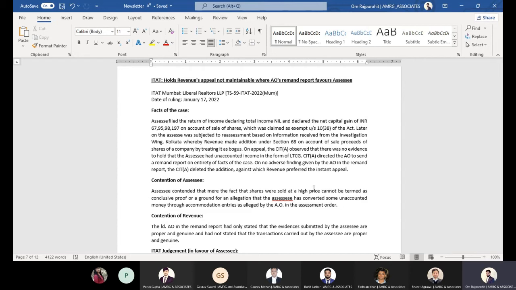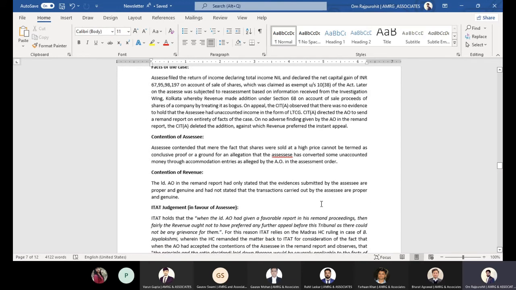On the contrary, the revenue held that since the remand report has only stated that all the evidence has been submitted and genuine, it cannot be held that the transaction carried out by the assessee is proper and genuine. The interesting thing is, even the assessing officer himself is saying that all the transactions and documents have already been submitted. Then how can this transaction be treated as conversion of unaccounted money through accommodation entries?